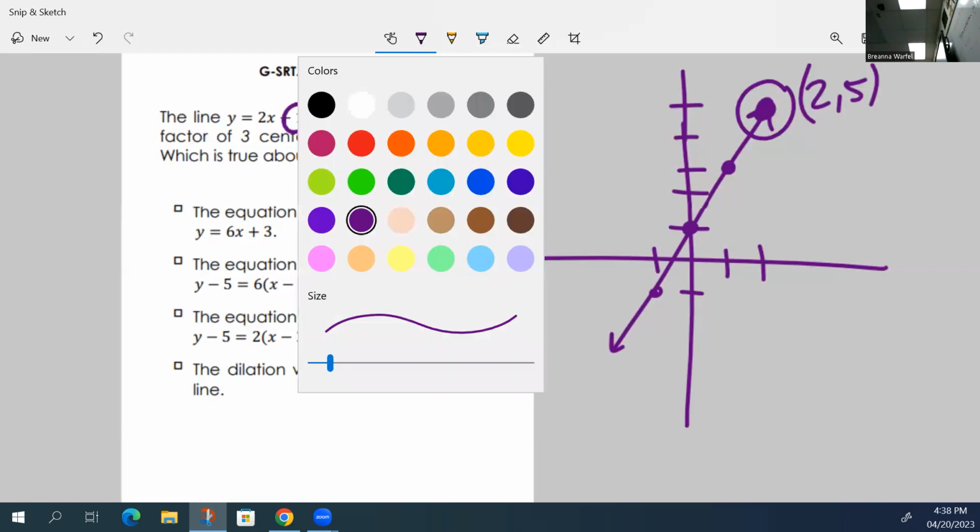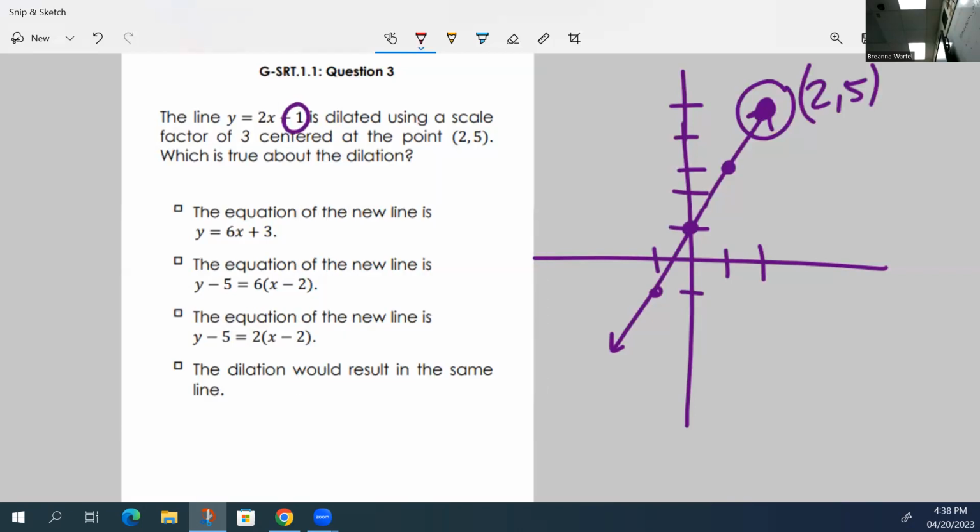And it's telling you to dilate it by a scale factor of 3. So that means you're taking all of these points and you're making them the distance 3. So if you're dilating this point right here, if you go down to left 1 once, down to left 1 twice, down to left 1 3 times, this point is now going to be here. So they're going to triple their distance from that point. So it says the equation of the new line is 6x plus 3. Well, if this is one of those points, you can keep dilating, but kind of keep doing that.